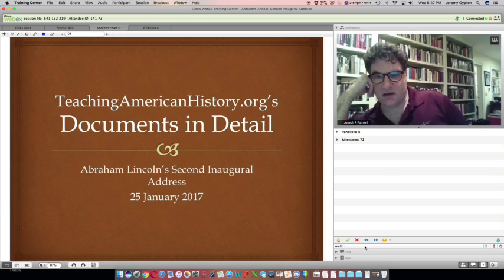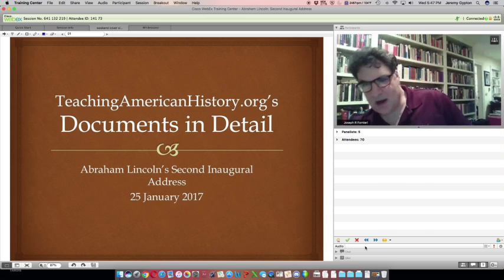In my view, the first inaugural is much more tailored to the circumstance. I'm not saying that the second inaugural is not, but I think the first is much more tailored to the secession crisis. It's highly legalistic, in my view. It provides a refutation of secession point by point. Whereas the second inaugural has this much broader perspective; it's more reflecting upon what has happened in these four years.